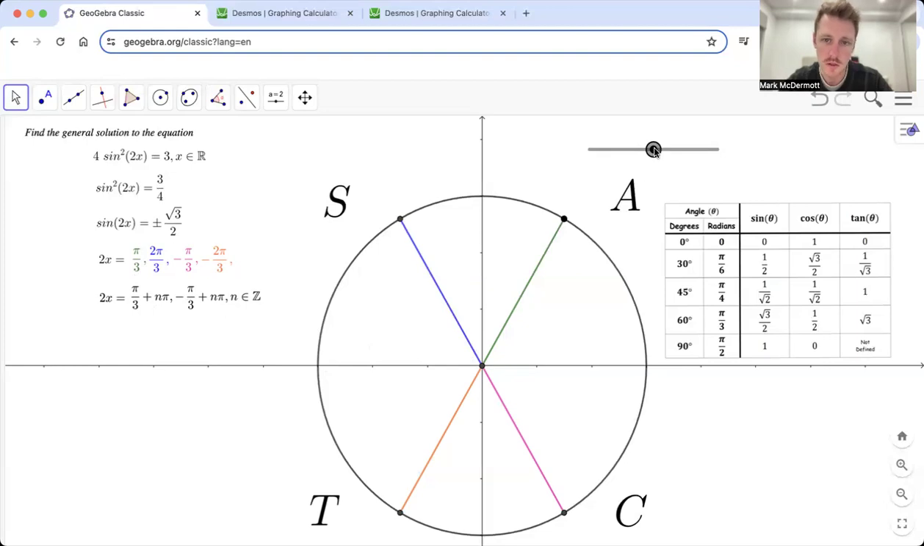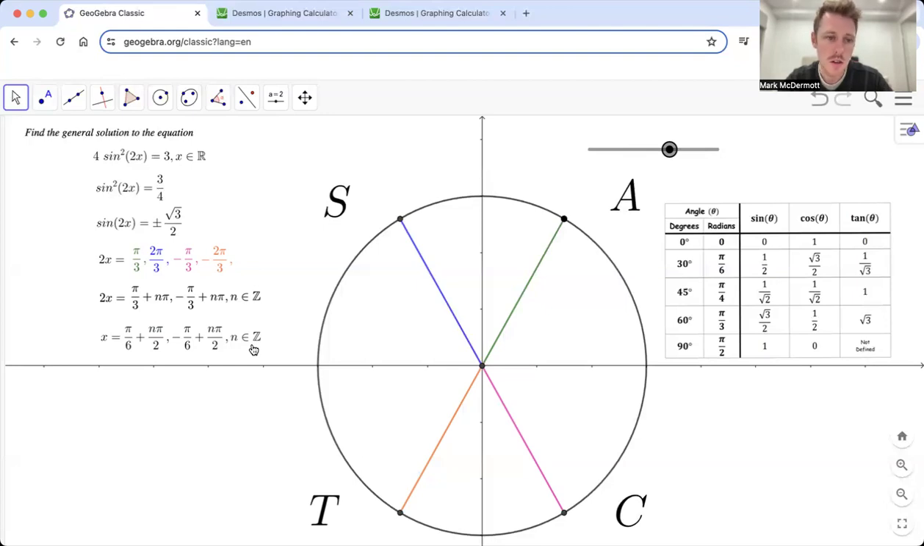And then the only thing left to do is to divide by 2. So dividing everything by 2, we get pi on 6 plus n pi on 2, and minus pi on 6 plus n pi on 2, where n is an element of integers, so it can be positive and negative.